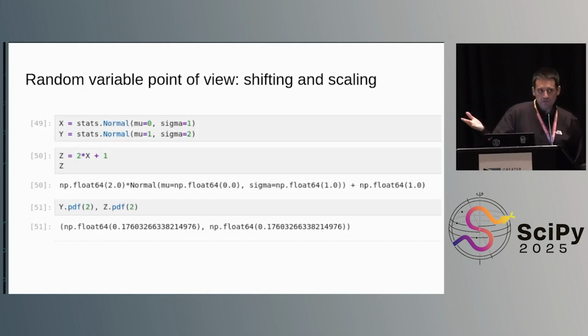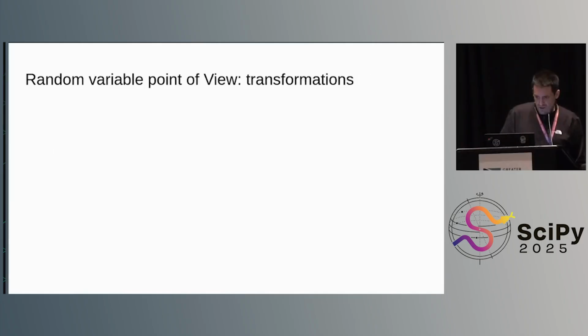Instead of having loc and scale parameters for everything, you can just shift and scale by doing arithmetic on the distribution, and you can see how that works here. It produces the same result as setting the mean and the standard deviation there.